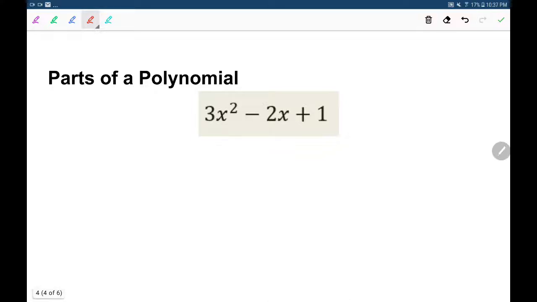There are different parts of a polynomial that sometimes we need to look at. The first one is called the degree. Okay, so the degree is the highest exponent, which we'll go into a little bit more on the next page. This term at the end, the one that doesn't have a variable, in this case it's the 1, that's what we call the constant term. It doesn't change.